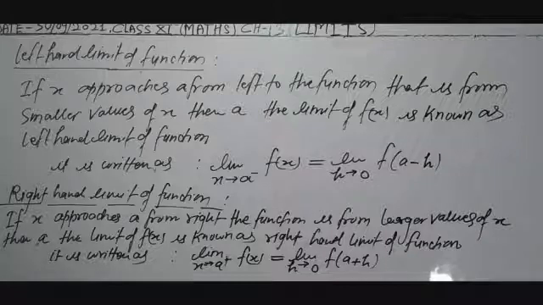Now if x approaches a from the right, that is, from larger values of x than a, then the limit of the function f(x) is known as the right hand limit of the function, and it is written as limit x tends to a plus of f(x) equals limit h tends to 0 of f(a plus h). Now left hand limit and right hand limit, this is the basic definition of the left hand and right hand limit.